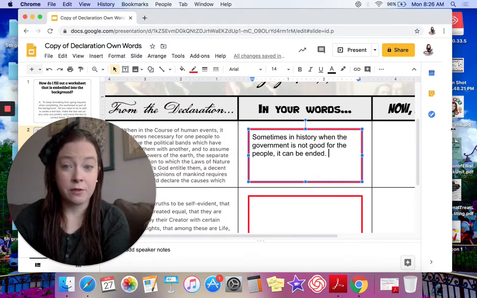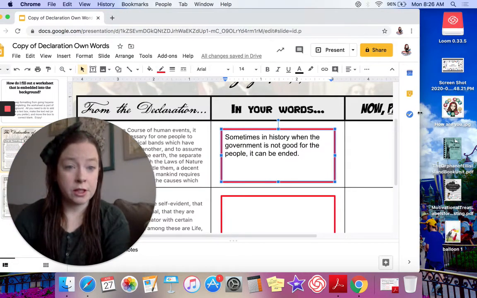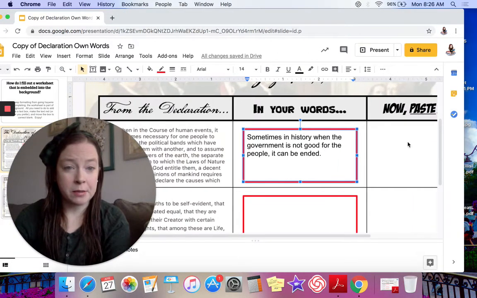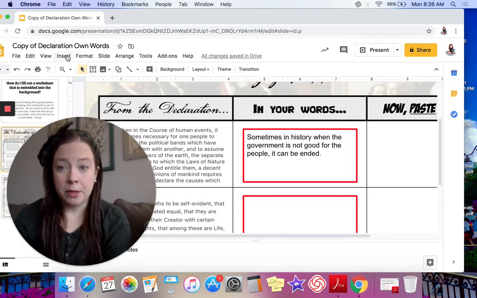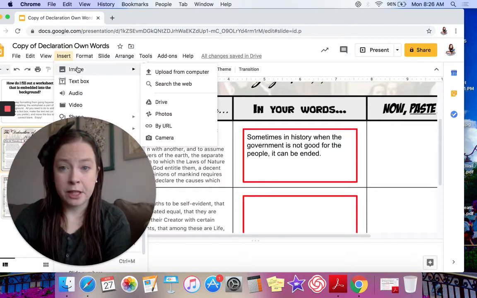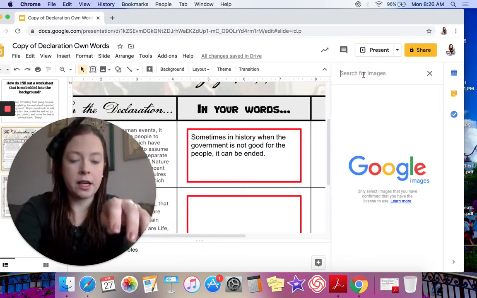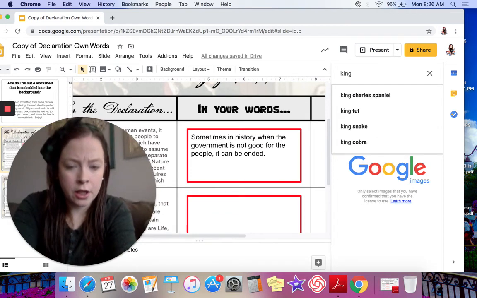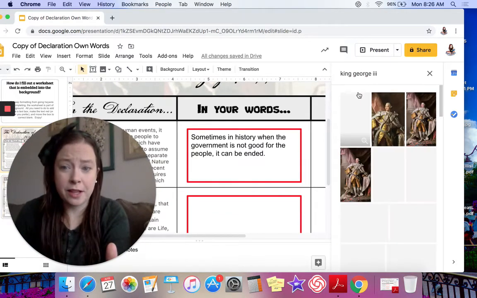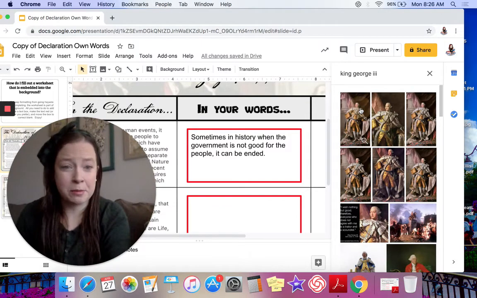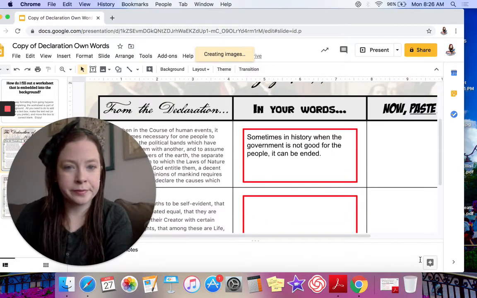Now, boys and girls, if you are doing the paper copy, you can doodle it in. If you are doing the digital copy like I'm doing right now, I'm just making my screen a little bit bigger, you can add a picture in there. So I'm going to go up here to Insert, Image, Search, Web, and I'm going to type in King George III right there, because that's who we're talking about. That's who we're saying is really bad. This is a common picture you often see with King George. I'm going to click Insert.